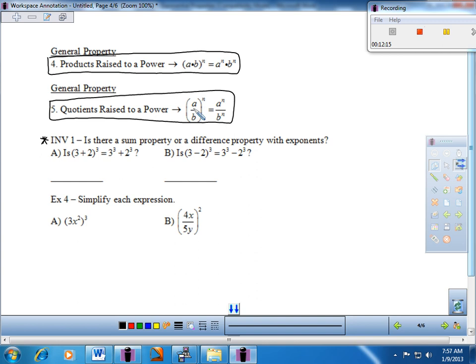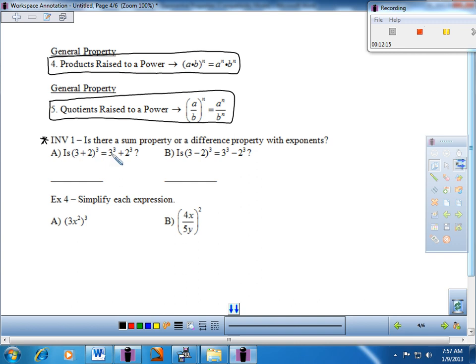Well, let's find out. You can grab a calculator if you'd like and look at this. I think I can do most of this mentally here. Basically, I have 3 plus 2 raised to the third. Is that the same as taking 3 to the third plus 2 to the third? Well, if I look at the left-hand side, 3 plus 2 is 5. 5 to the third happens to be 125.